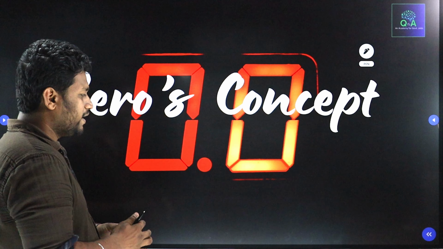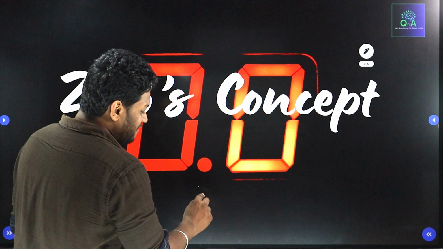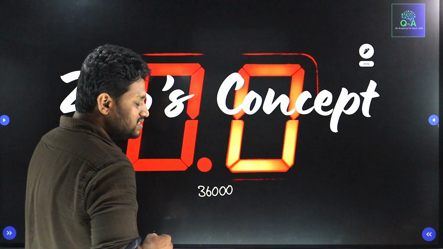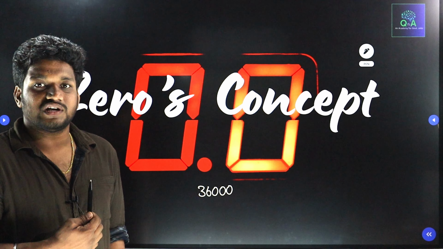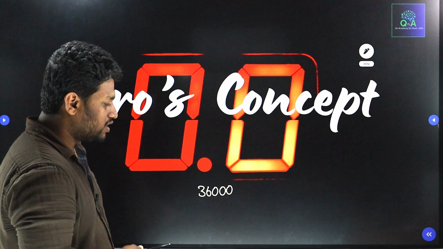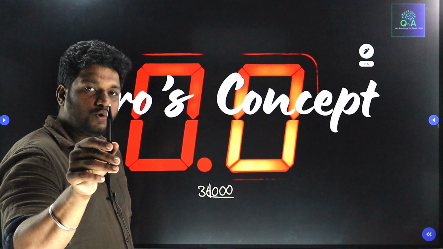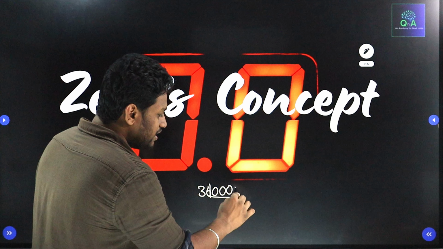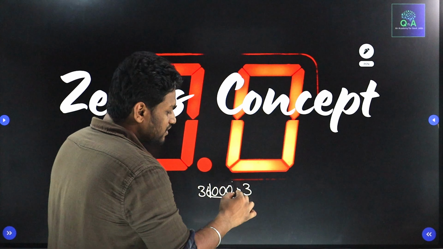To explain this, let me write one simple example here. I have a number like this, which is 36,000. In 36,000, how many trailing zeros do I have? Trailing zeros means, after the last digit, how many zeros do I have? Those zeros I'll be considering as trailing zeros. Now here, can you tell me how many trailing zeros I have? I have 3 trailing zeros.